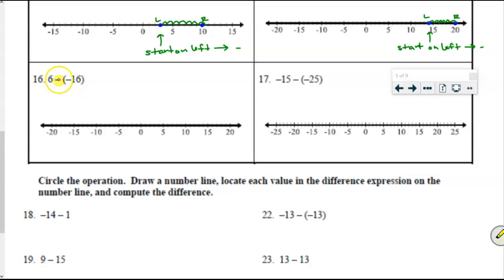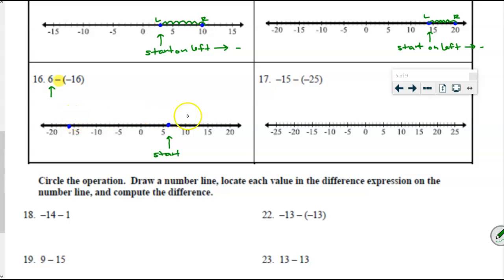6 minus, the operation is subtraction, negative 16. So I'm going to plot my point at 6. Plot my point at negative 16, so all the way over here on the negative side, there's negative 15, back one more, that's negative 16. This problem starts at 6. So I'm going to put my arrow right here where we start.